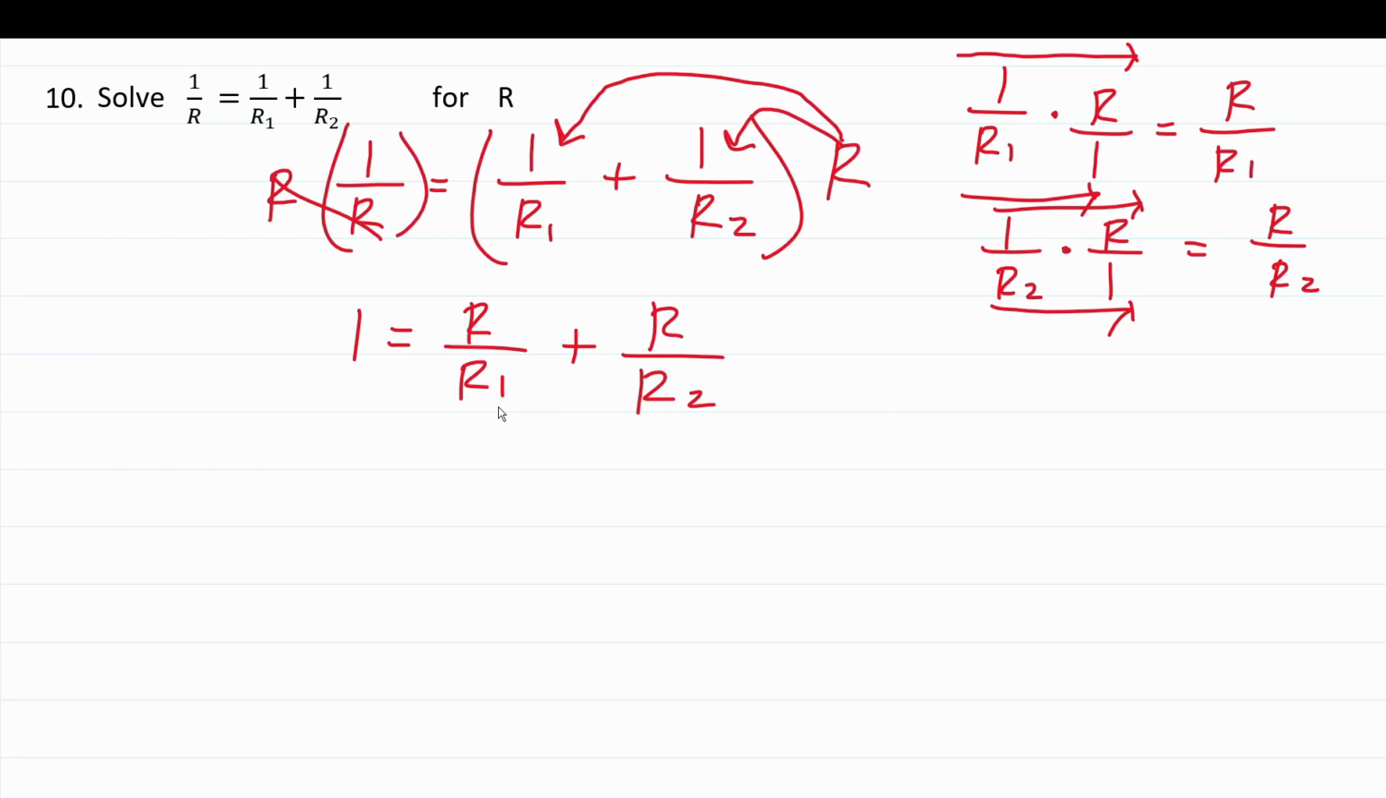All right, so now we have to add fractions, as you can see. But that said, our denominators are different. This is r1, this is r2. In order to add fractions, you have to have the same denominators. So what I'm going to do right now is rewrite these two fractions such that they have a common denominator. And that common denominator is going to be r1 times r2.